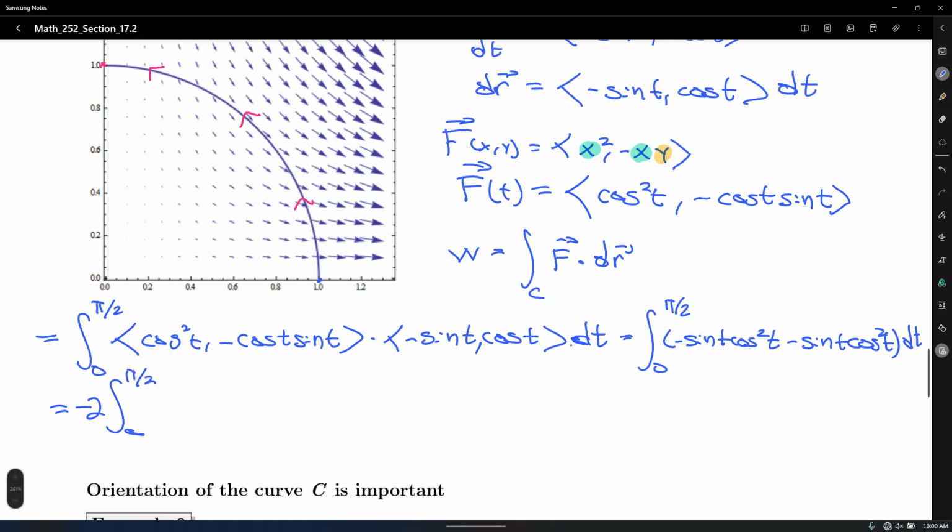Let me write cosine squared t sine t dt. How would we evaluate this integral? Can we separate like we did in the previous example? Like have cosine t times cosine t sine t? Yes, okay, so cosine, cosine, sine. So we would have 3 factors here. That kind of makes it a bit more complicated.